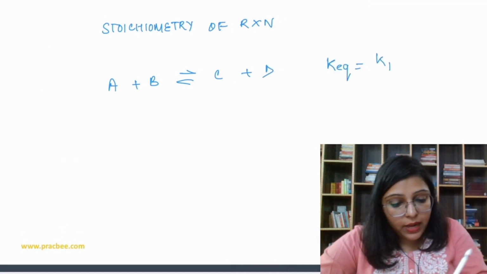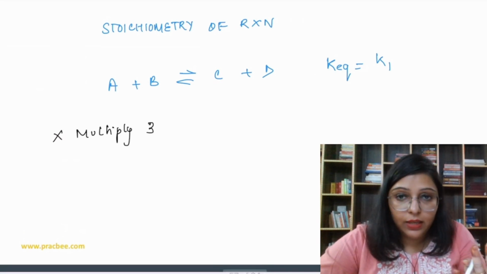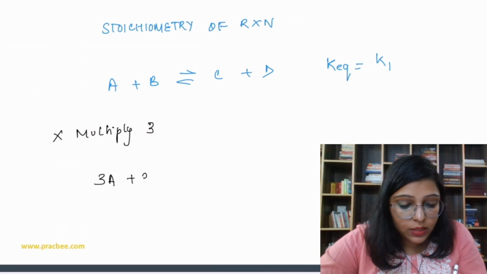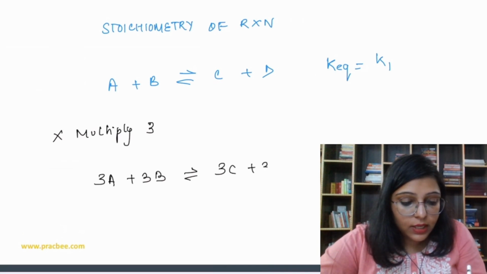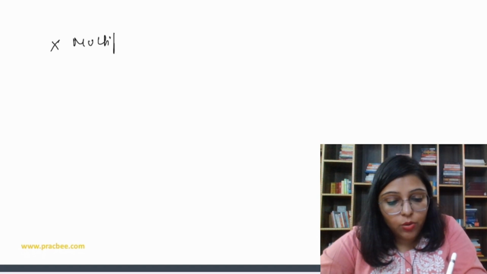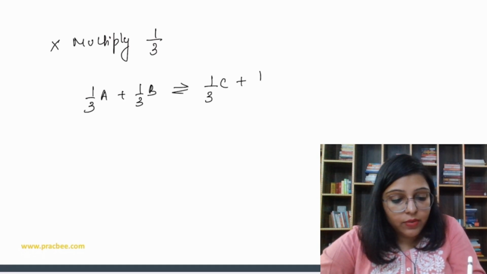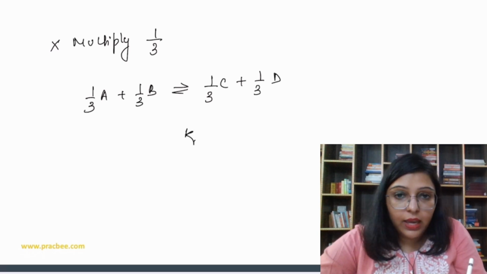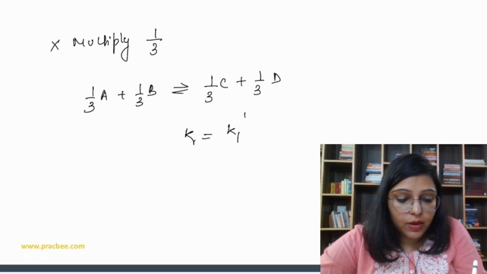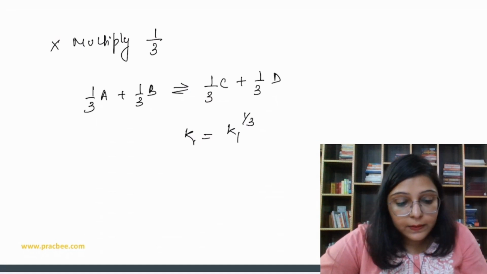If I'm going to multiply the whole equation by 3, so we get 3A plus 3B, it is in equilibrium with 3C plus 3D. So here K equilibrium is equal to K1 की power 3. Then if I multiply the whole equation by 1 by 3, so we get 1 by 3A plus 1 by 3B. It is in equilibrium with 1 by 3C and 1 by 3D. So here K equilibrium is equal to K1 ka power 1 by 3. Understood?